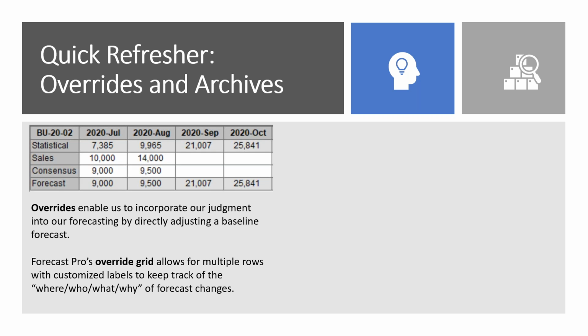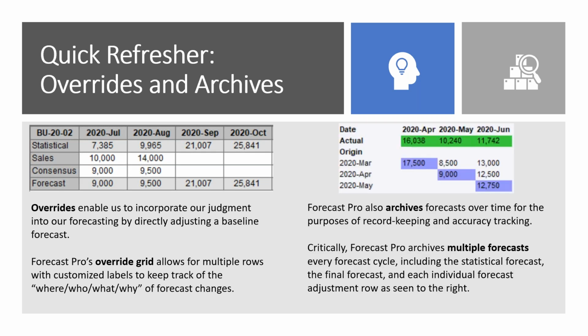First of all, one core functionality of Forecast Pro is our customizable override facility. In this screenshot, you can see we have that statistical baseline, but here we have multiple rows for inputs. In general, you can customize this grid as much as you want. You have 10 rows for input to work with, and you can name them anything, right? They don't have to be sales or consensus. But in this case in particular, you can see we have additional inputs besides just the consensus forecast.